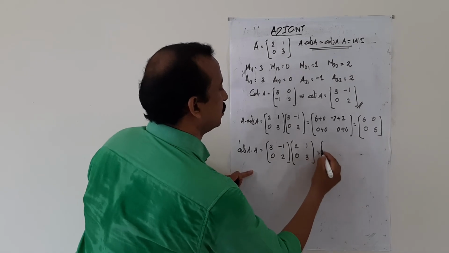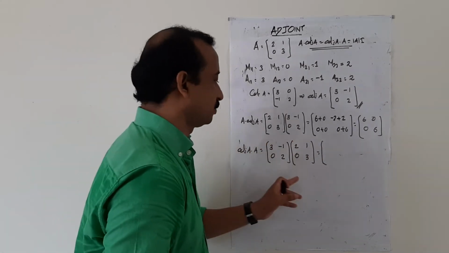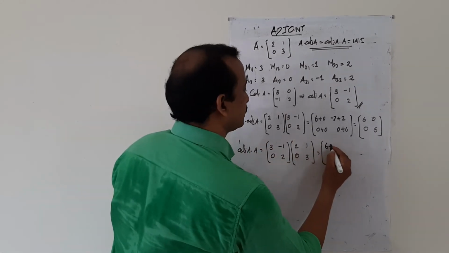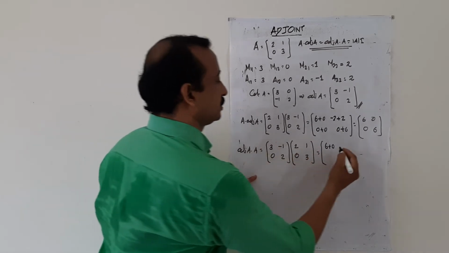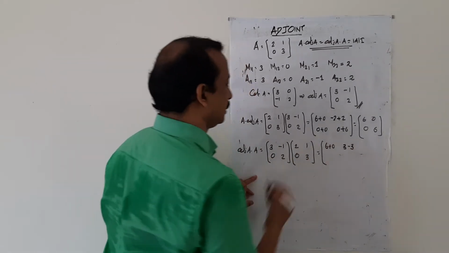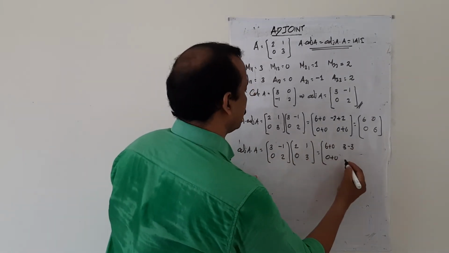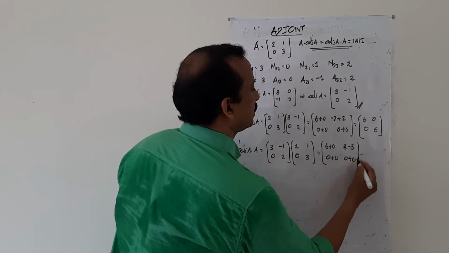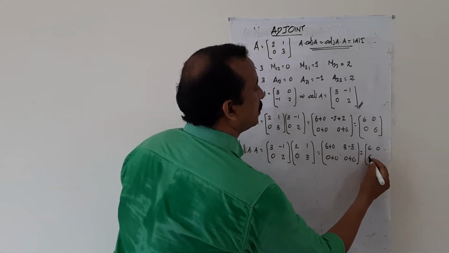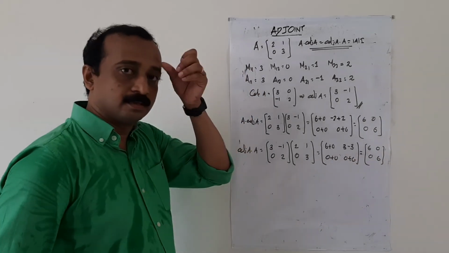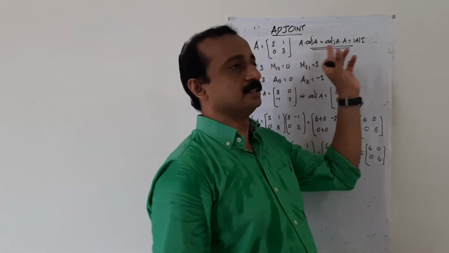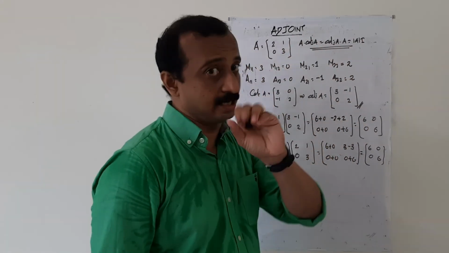The matrix [[2,1],[0,3]] multiplied with its adjoint: first row, first column, 3 into 2, 6 plus 0. Then first row, second column, 3 minus 3. Then 0 plus 0 and 0 plus 6. Again, same answer, [[6,0],[0,6]]. Okay, you verify A into adj A equal to adj A into A is equal to det A into I.